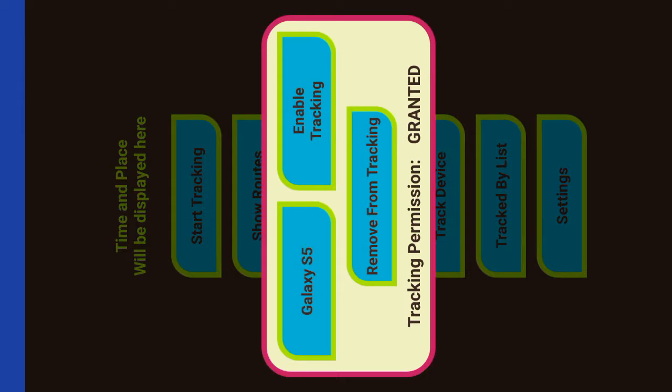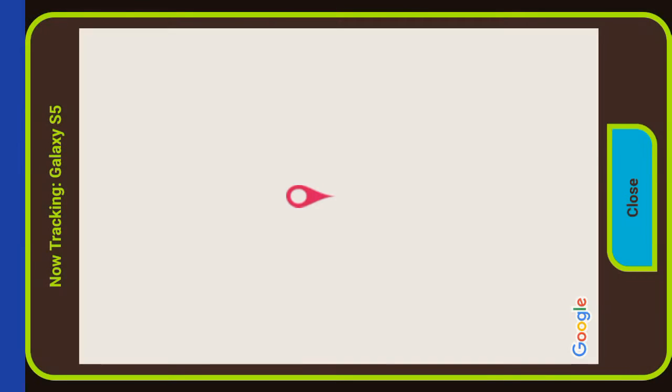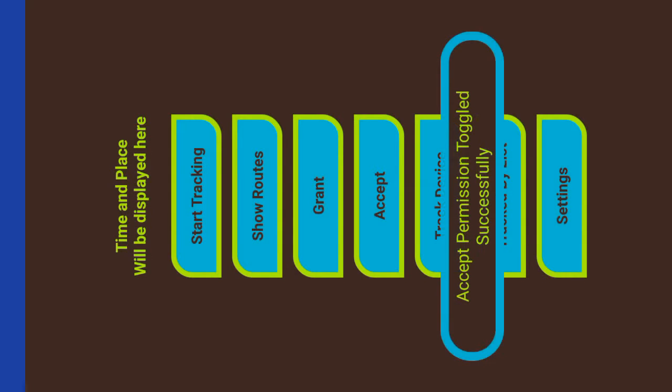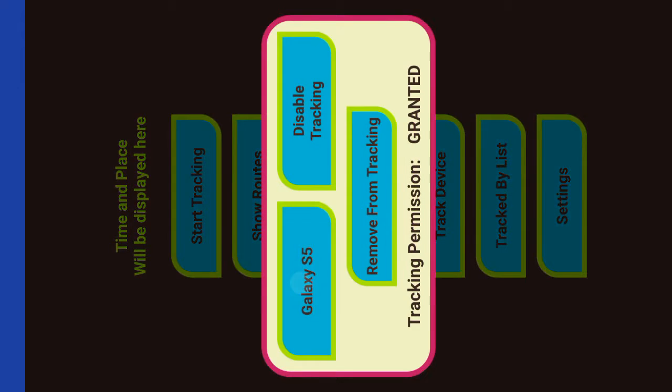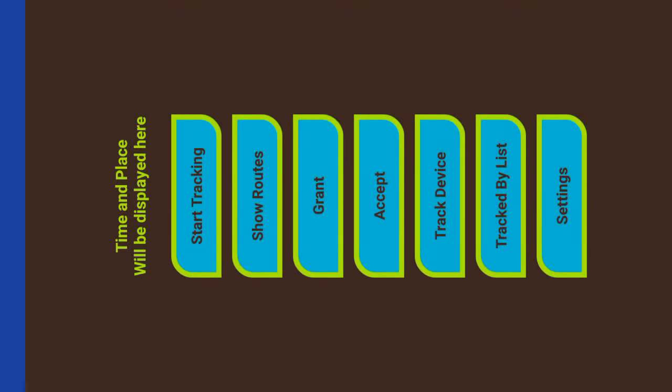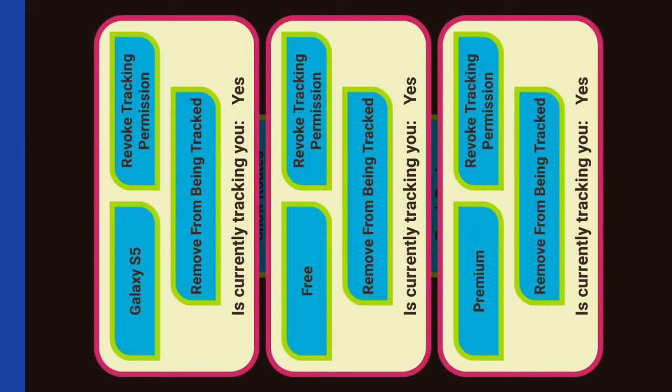So for example, if I click this button now, it won't actually show me the location of the device, and that's by design. So I'll enable that and go to track device, and again that will show up, as you can see there. Now I'm going to click on the tracked by list, and this shows all of the devices that I'm being tracked by at the moment. As you can see, Galaxy S5 is tracking me there at the top. I can revoke that permission if I want to.